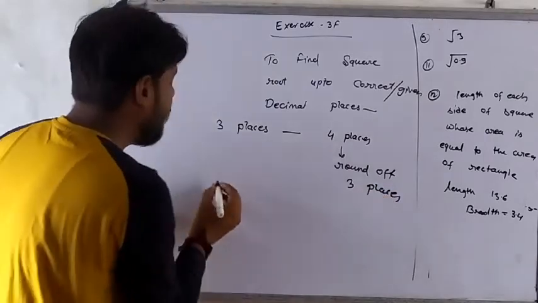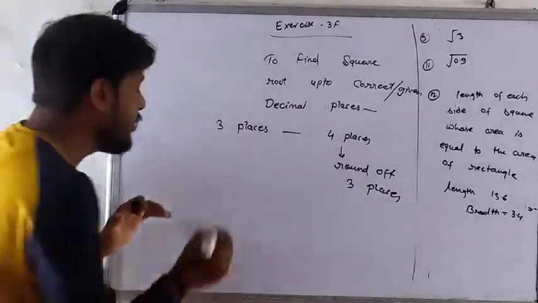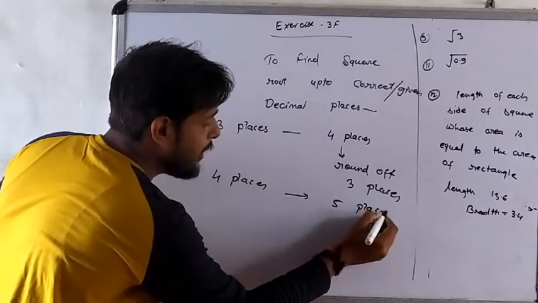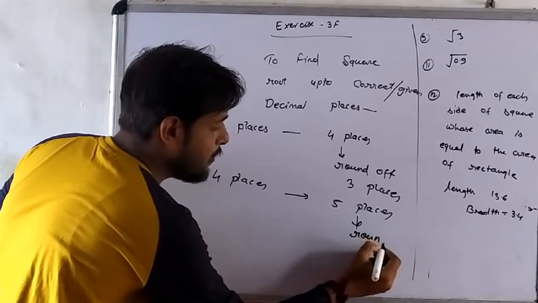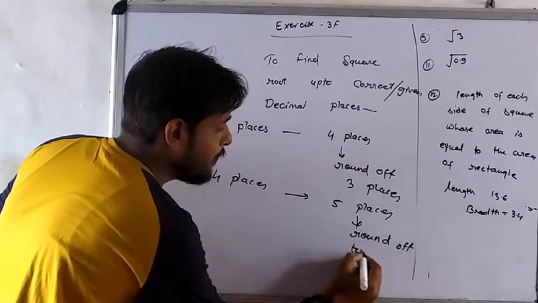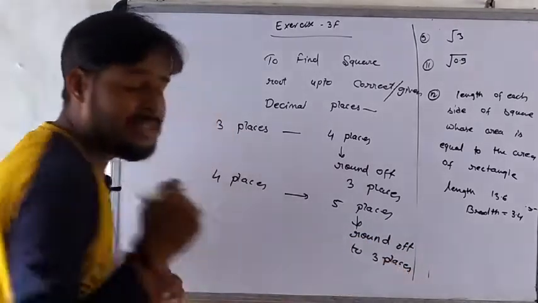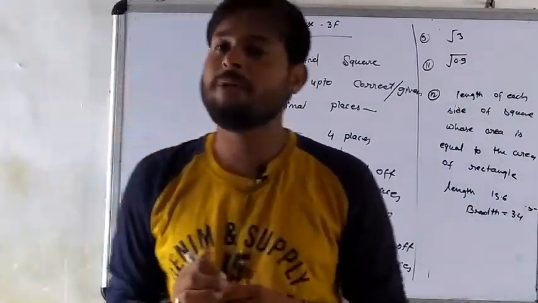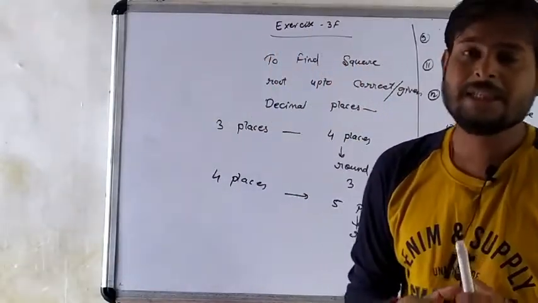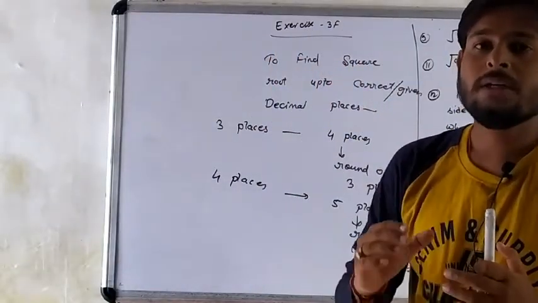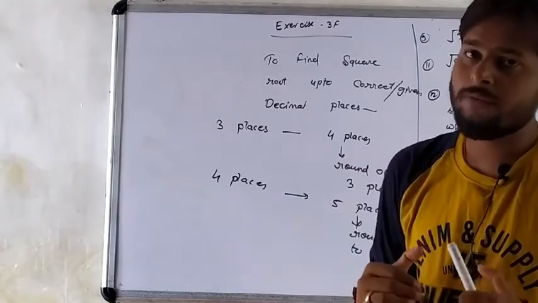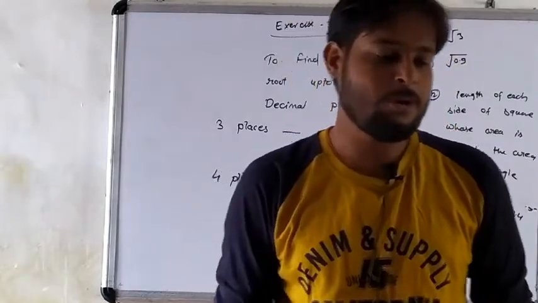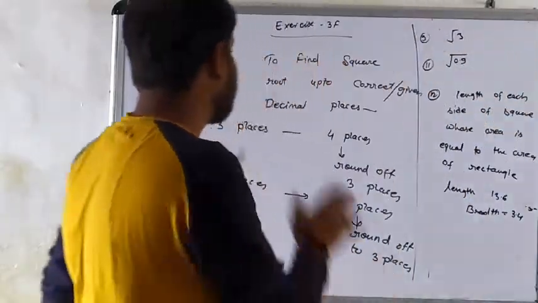Keep in mind, if we have to find a number up to 4 places, then we find it up to 5 places, then round off the number. So it is a simple thing: if we have to find the square root of a given number up to desired places, we find one more place and round it off to the specific number. So let us discuss through your exercise problems.